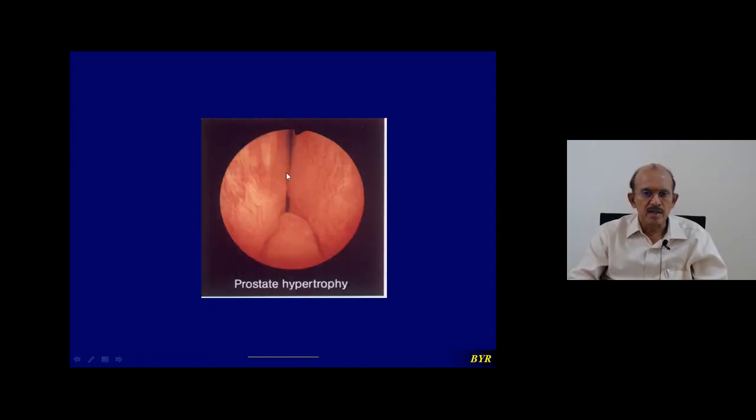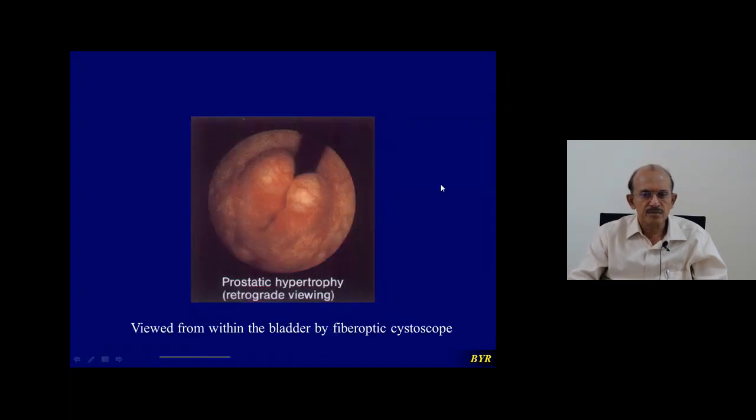This is benign prostatic hypertrophy, where you can see the urethra is just like a slit. There is no urethral opening. So this is the verumontanum, which is hypertrophic, and you can see the lateral lobes, which are very much enlarged or hypertrophic.